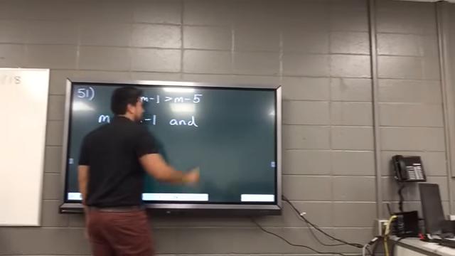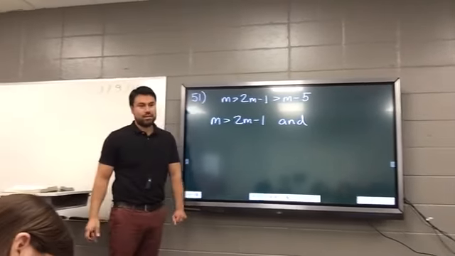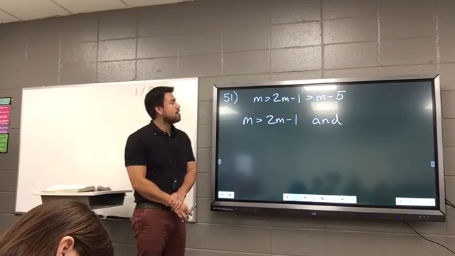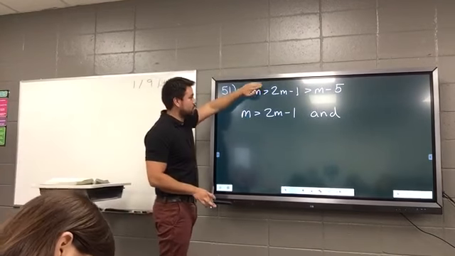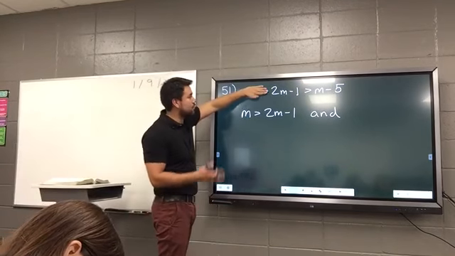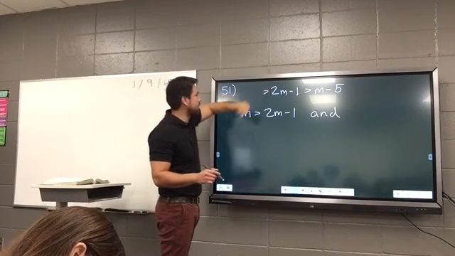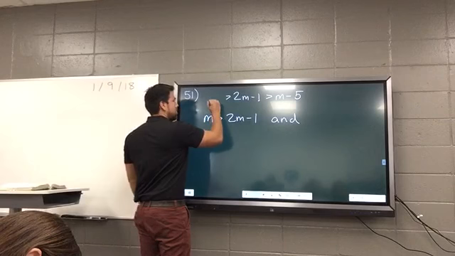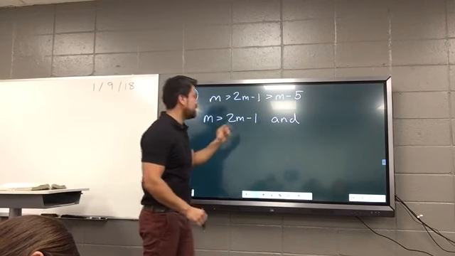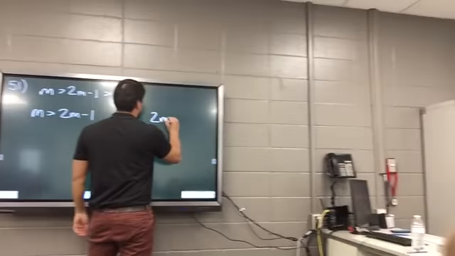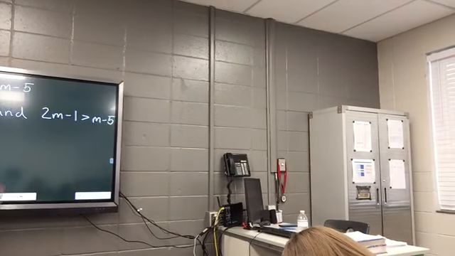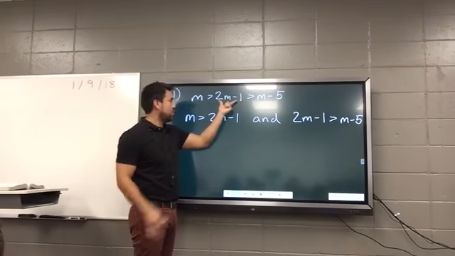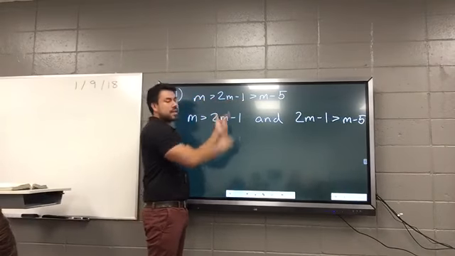And what's your second inequality? Claire? Negative 1 is greater than m. Super close. You block that first inequality and anything before it, and it's 2m minus 1 is greater than m minus 5. You guys see it? So you always keep this whole thing with the first inequality and the second one.